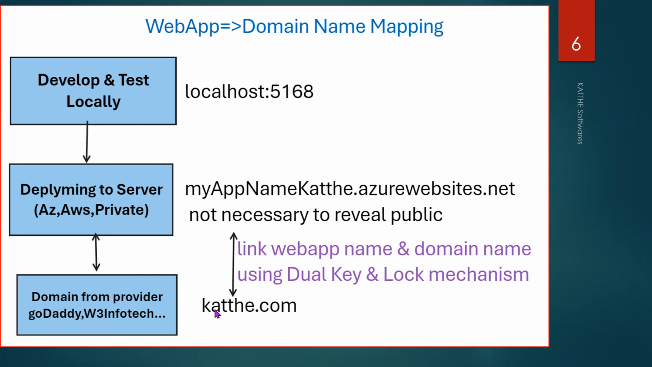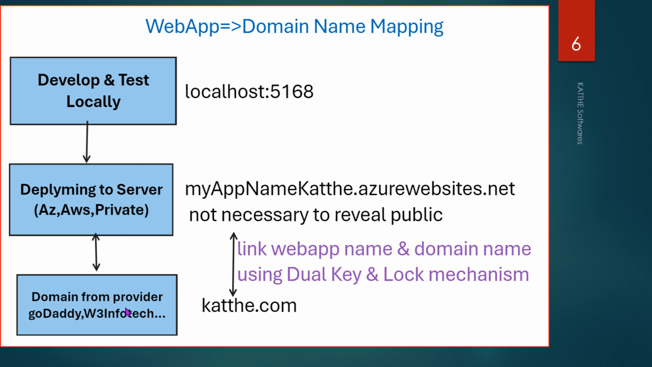Whatever application I hosted, I wanted to show it under this particular name, katte.com. So for that, we have to purchase the domain from domain providers. It's a different thing. Don't confuse hosting providers and domain providers. Hosting providers are like Azure, AWS, or any other private, even your own static IP or server that is hosting. The domain providers are the ones giving the name. For example, facebook.com, that name alone you have to purchase from a different place.